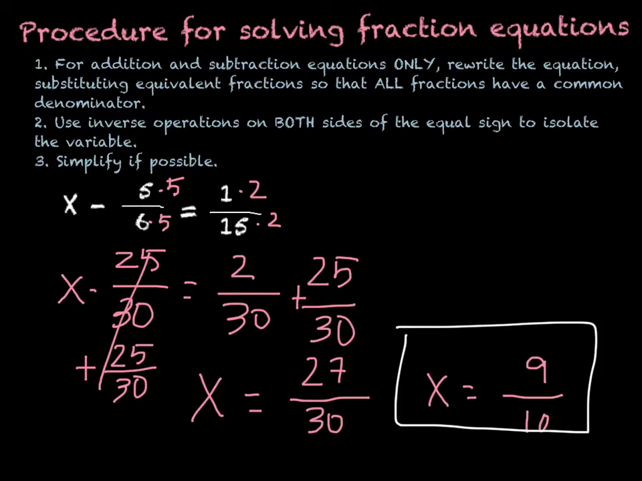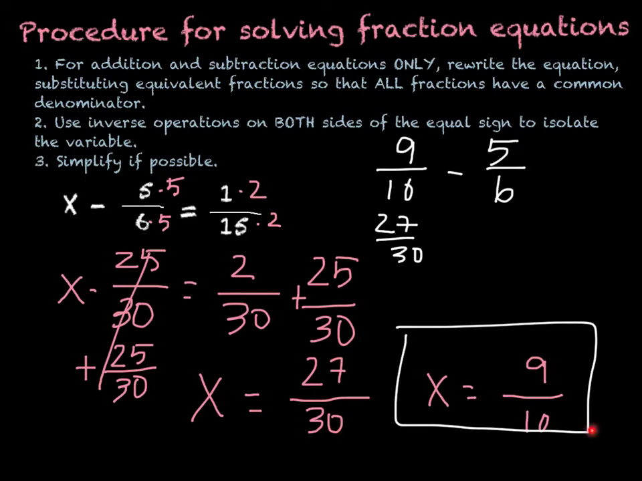Now, the nice thing about fraction equations like this is I can always check my answer. What that involves is taking my answer, 9/10, and putting it in place of the original problem that I have. So instead of the x there, I'm going to put 9/10, and I'm going to take away 5/6 from it. Now 9/10 I know I can rewrite as 27/30. I'm simply getting that from the fact that we already did that work. I don't have to do the work over again.